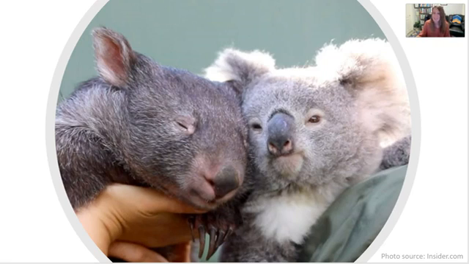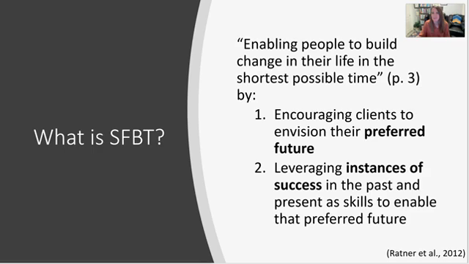Now what? So if you are using a solution-focused approach or modality, this is helping people essentially to build change in their life in the shortest amount of time possible. So it's kind of looking at solutions and let's get them as quickly as we can. Sounds pretty good, right? People have problems, they want them to go away and fast. So it's certainly appealing on that level.